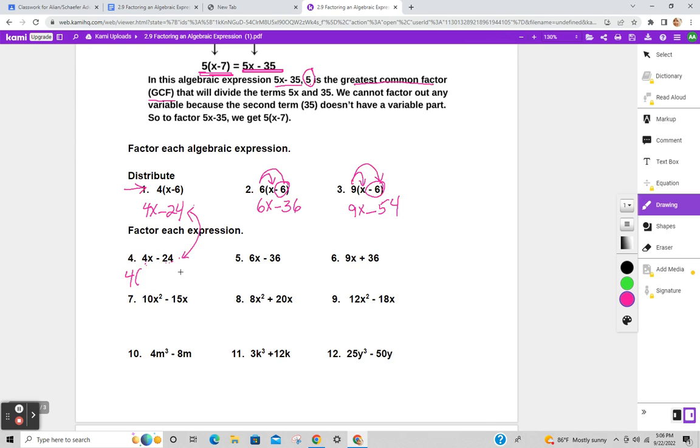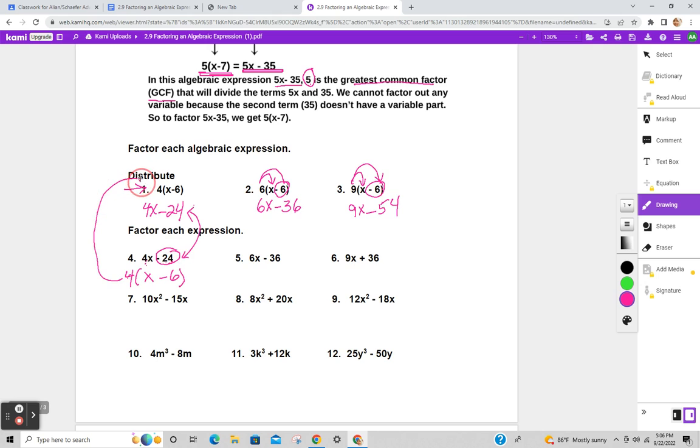So it's going to be 4 times some quantity inside the parentheses. 4 times what will give us 4x? Well, it has to be 4 times x, or 1x. We'll just put x. 4 times what will give us minus 24? Well, that's got to be minus 6. So you see what we have?